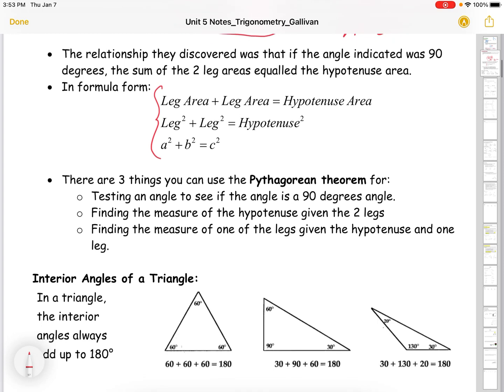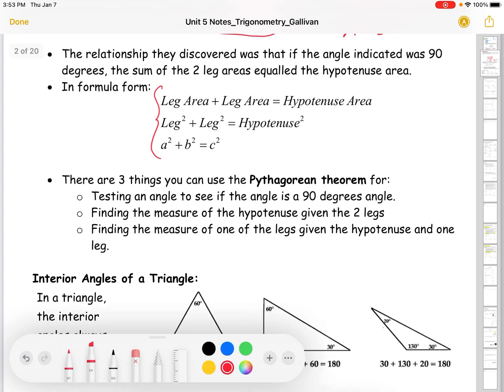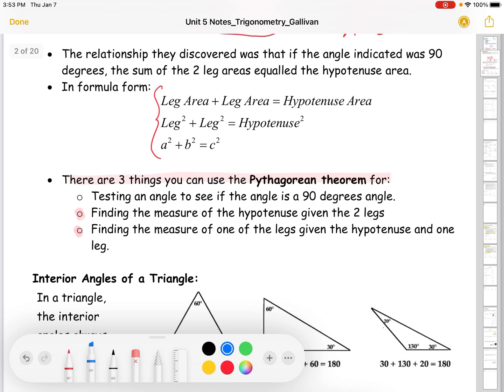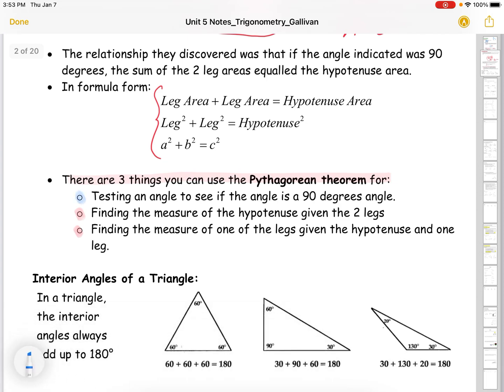Now, there are three things you can use the Pythagorean theorem for. Testing an angle to see if the angle is a 90-degree angle. Finding the measure of the hypotenuse given the two legs. And then finding the measure of one of the legs given the hypotenuse and one leg. We'll use these most of the time, but we also will test to see, does that ratio hold true? And can we use the hypotenuse to do this?